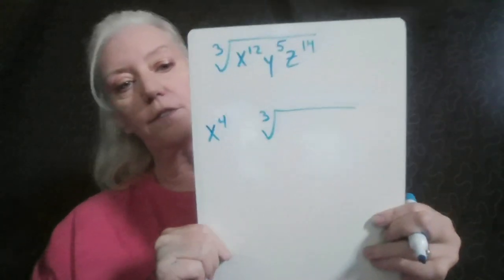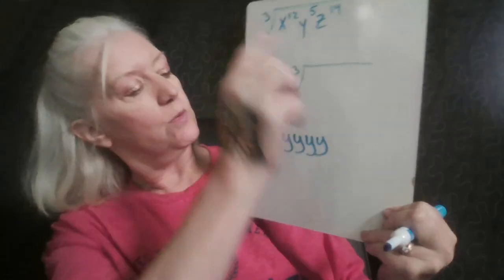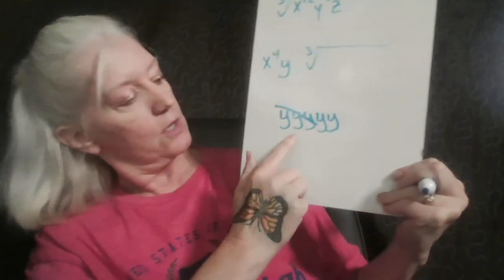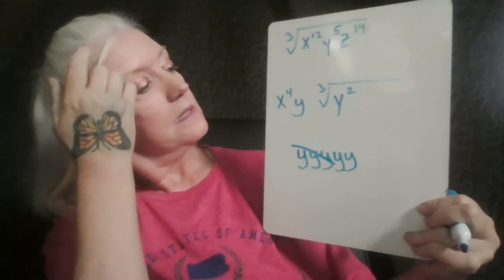Now with your y to the fifth, let's draw this out. Y to the fifth means this. It takes 3 of them to get out this time because I have a cubed root. So 3 of them come out and become a y. Those 3 come out and become a regular y. These 2 are stuck under the radical, so I put them back as a y squared.